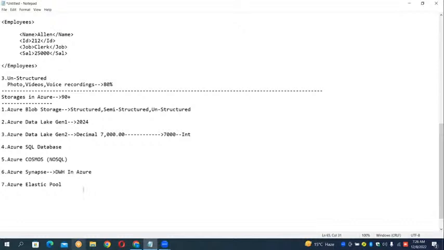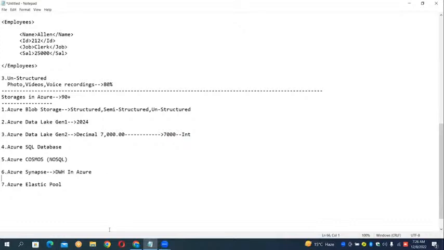The data warehouse of Azure is called what? Yes, guys, Azure Synapse Analytics. And Elastic Pool is nothing but where you have a very large number of databases. So multiple databases recorded in one place is called what? Elastic Pool. Clear, everyone? Yes, guys.